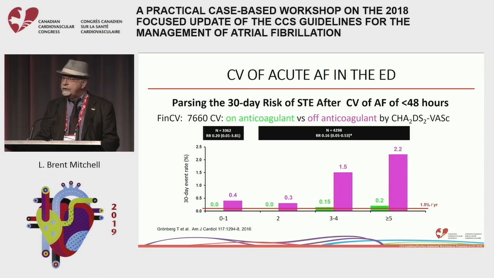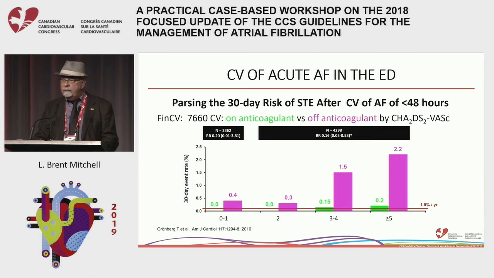Well, can we parse that risk? Can we say who is more at risk than others? This is data from FIN-CV, where those on anticoagulation are in green, those off of anticoagulation in magenta, and the CHADS-VASC score is being used to determine the apparent benefit. Everybody already agrees that if you're 2, 3, 4, or greater than 5, you need anticoagulation. So that's not who we're concerned about for this presentation, but rather that 0 to 1 group.